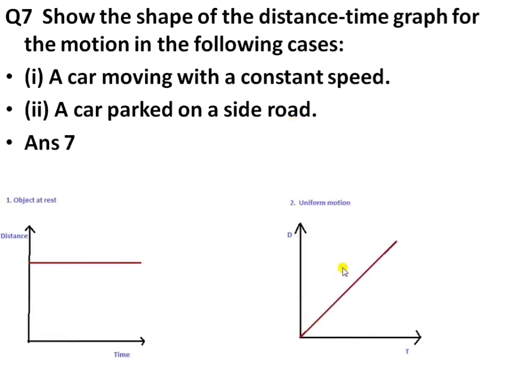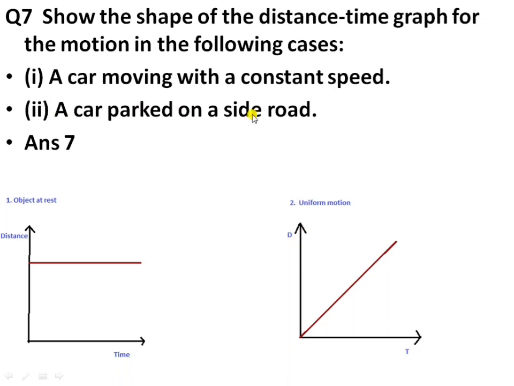So here the car is moving with a constant speed, and this is the shape of its distance-time graph. The car is moving with a constant speed because the speed is not going to change here. So this is a uniform motion.